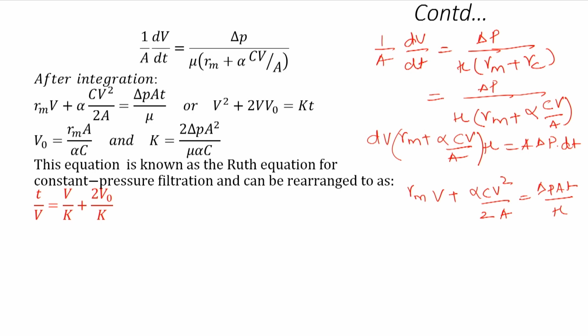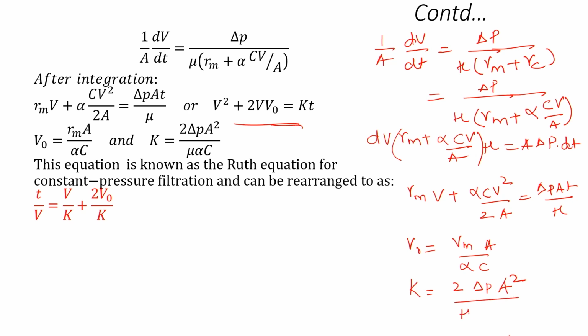Now, this can be further rearranged. For that we are using two terms: one is V naught, which we define as Rm A upon alpha C. So, basically V naught is related to the filter medium resistance. And one more term we are using is K. K is related to delta P A square upon mu alpha C. So, this mu alpha C may be related to the cake resistance.